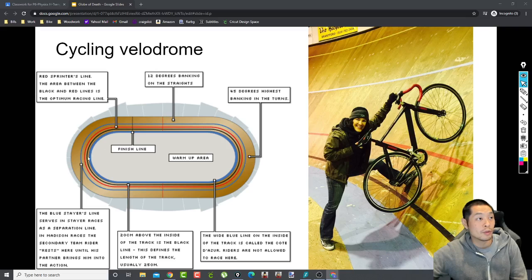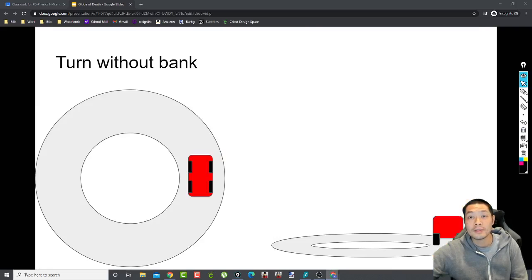So here you have 12 degrees, 45. If you ever watch NASCAR, that oval is on a banked turn, and that's why they're able to go that fast, because of that bank.